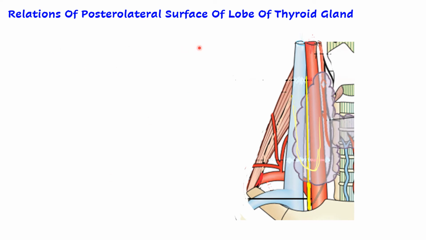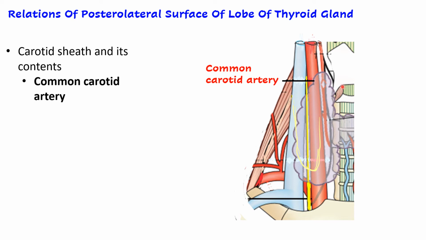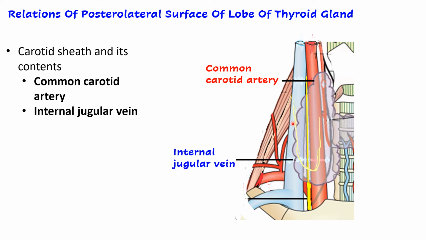Now relations of the posterolateral surface. We have done lateral and medial, it is simple. This is the simplest one, because posterolateral it is going to come in relation to the carotid sheath. So now you know three structures of the carotid sheath will come in relation. And what are these? Common carotid artery, internal jugular vein and the vagus nerve. So you can see here the outline of the thyroid gland. These three structures present in the carotid sheath will be coming in relation.